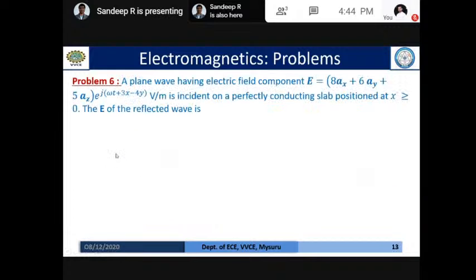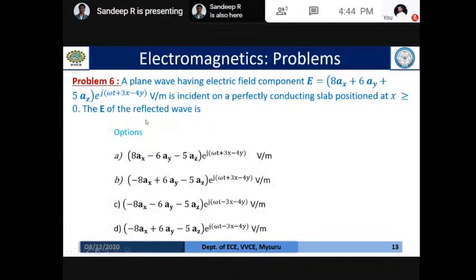So the next one is also a question on a plane wave. There is a plane wave in a dielectric having electric field component E equal to 8AX plus 6AY plus 5AZ e power j omega t plus 3x minus 4y volts per meter. It is incident on a perfectly conducting slab positioned at x greater than or equal to 0. What is the electric field of the reflected wave? So the incident wave equation is given. It is asked to calculate the expression for the reflected wave.